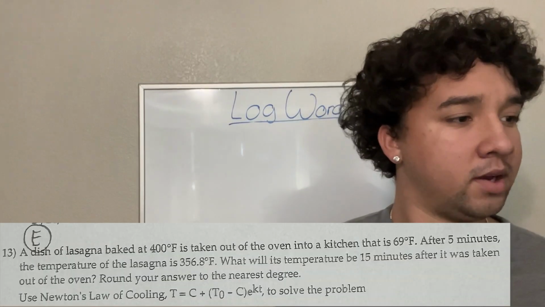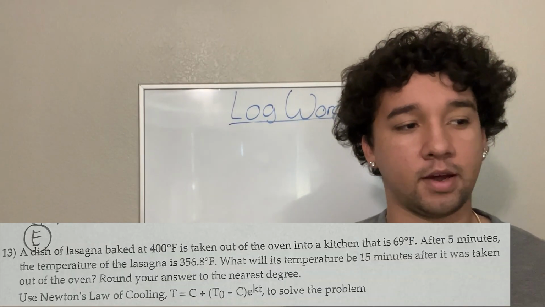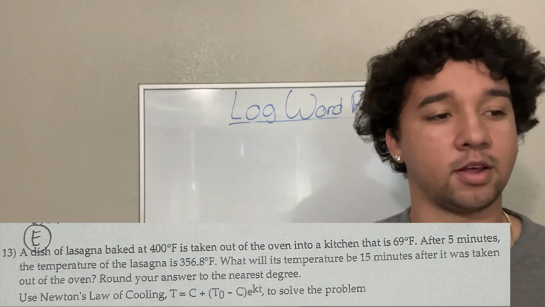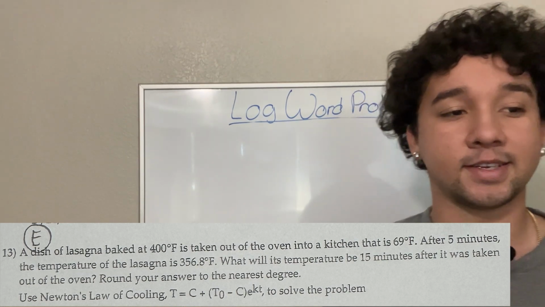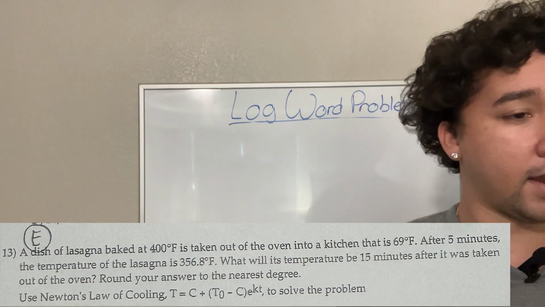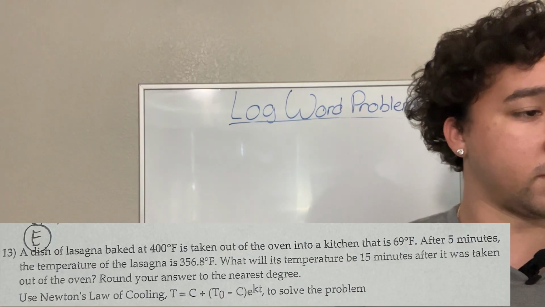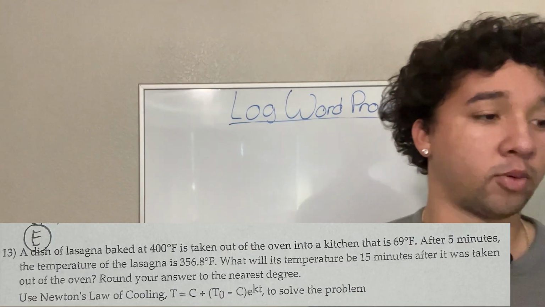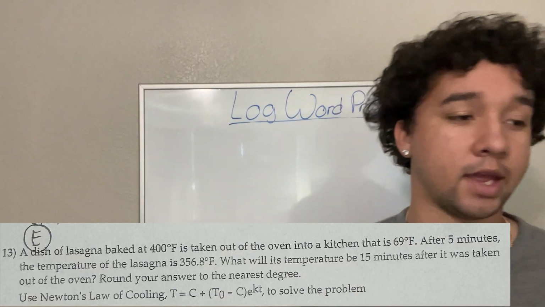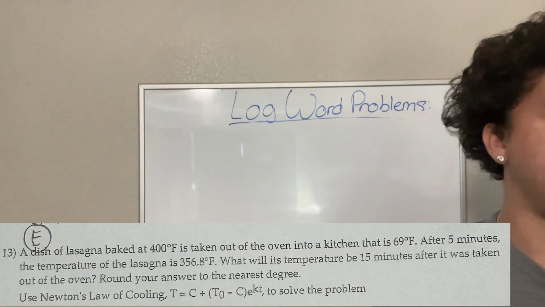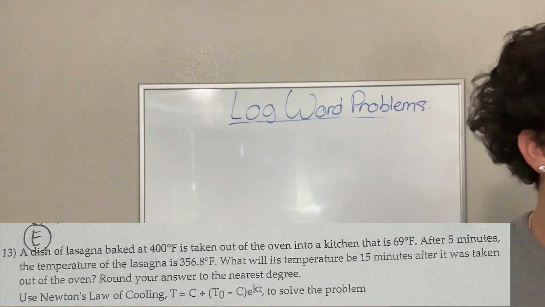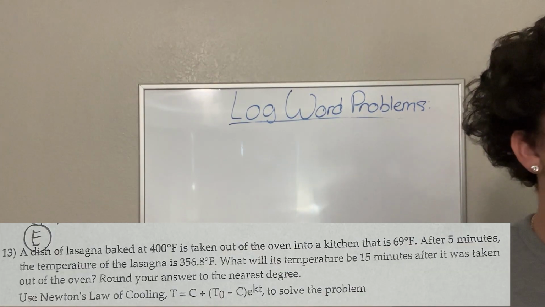All right, a dish of lasagna baked at 400 degrees Fahrenheit is taken out of the oven into a kitchen that is 69 degrees Fahrenheit. After 5 minutes, the temperature of the lasagna is 356.8. What will its temperature be 15 minutes after it's taken out of the oven? Round your answer to the nearest degree.